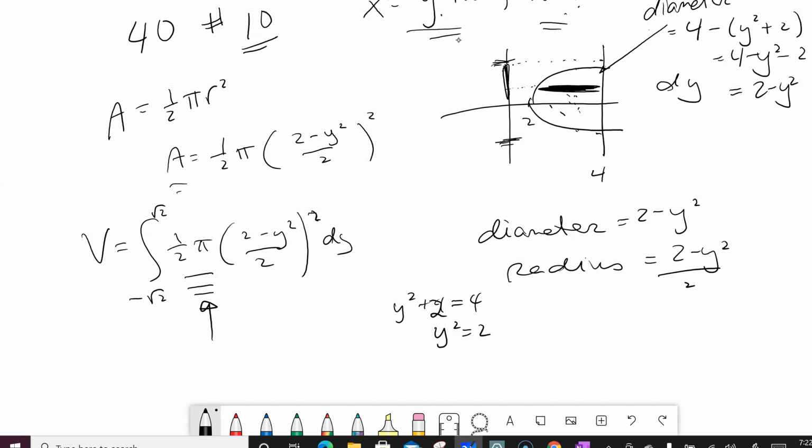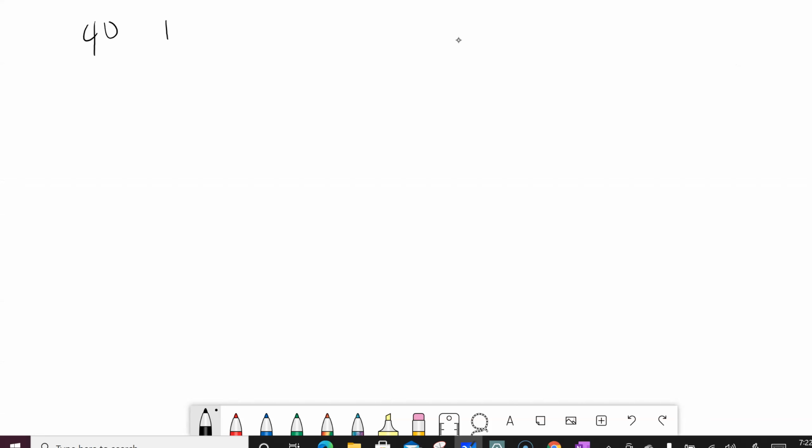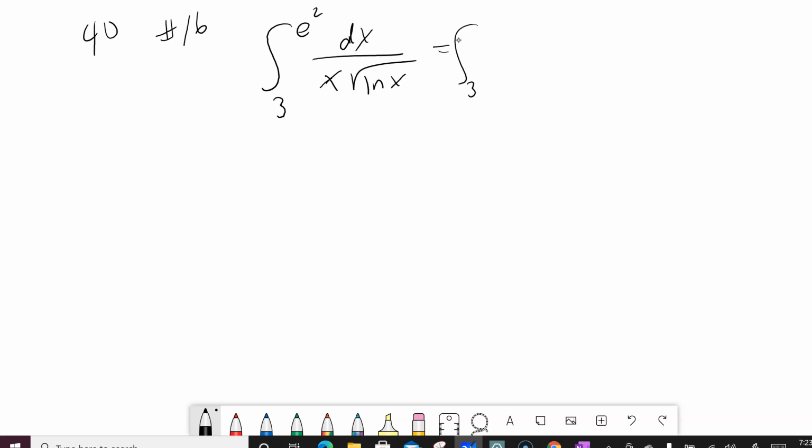All right, so let's go to number 16, that same assignment, 4O number 16. The integral from 3 to e squared. Oh, look at this ugly thing. For sure a u substitution has to come to the rescue. Let me even just split this up so I can see what I've got: 1 over x, 1 over the square root of ln of x, and a dx.